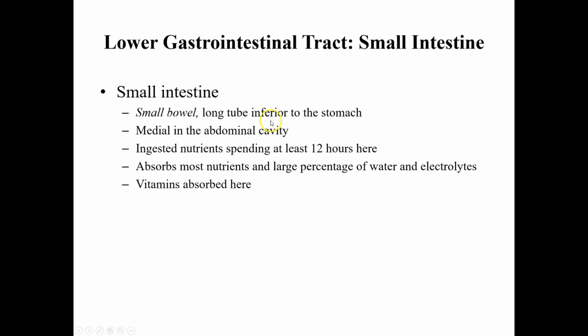The small intestine is a tube that's actually very long, but not very wide. So the lumen is much smaller than the large intestine lumen. And that's where it gets its name, from the size of the lumen. This is where the majority of absorption occurs. We absorb almost all of the nutrients. We absorb the majority of our water, electrolytes, and vitamins in the small intestines.